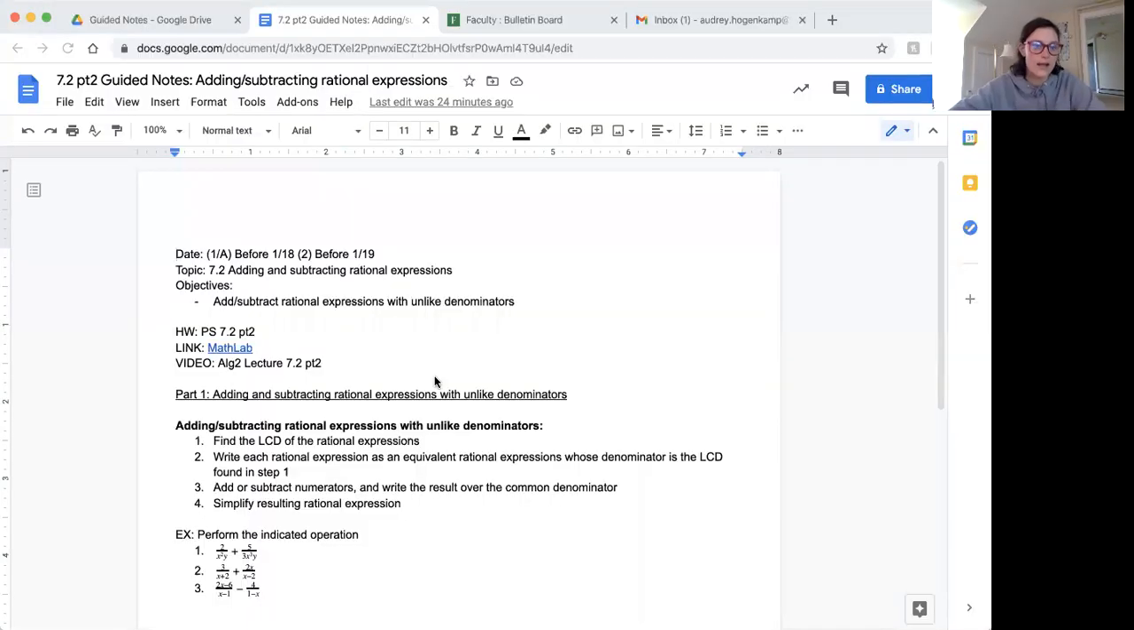So happy Sunday night. Today in our lecture, we are going to do the second part of 7.2, which is actually doing addition or subtraction with rational expressions. So in 7.2 part 1, we learned about how to find the least common denominator, and hopefully you got pretty comfortable with that because 7.2 part 2 requires us to actually use the least common denominator so we can add and subtract rational expressions. So let me go ahead and share my screen and pull up the guided notes, and let's go ahead and get into it.